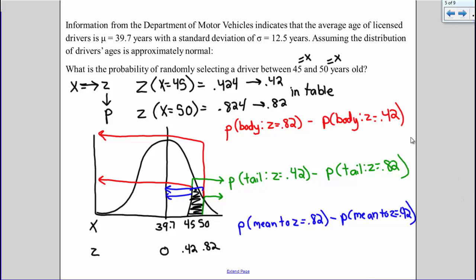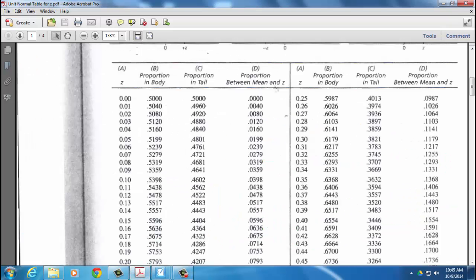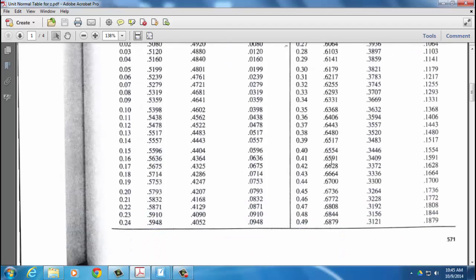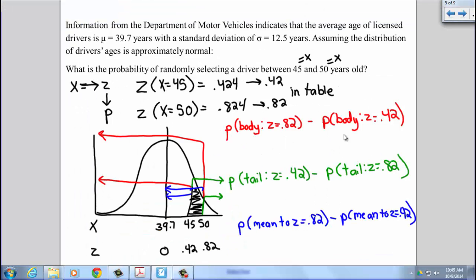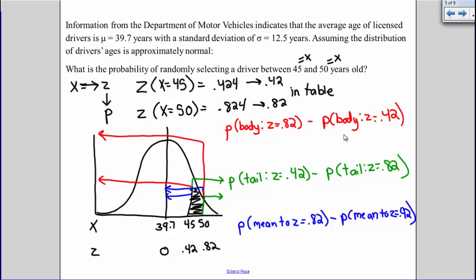So let's go ahead and find our values corresponding to a z-score of 0.42 and plug those into all of these equations here. So z, 0.42, in the body, 0.6628, in the tail, 0.3372, and then mean to z, 0.1628. So I'm going to go ahead and fill those in here. We had in the body for a z-score of 0.42 was 0.6628. In the tail for 0.42 was 0.3372. And then mean to z for 0.42 was 0.1628.